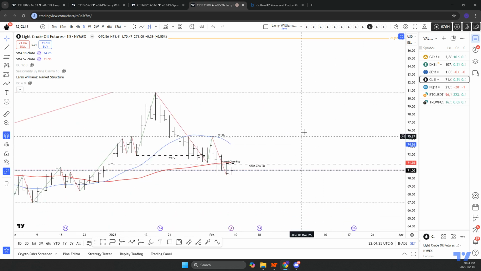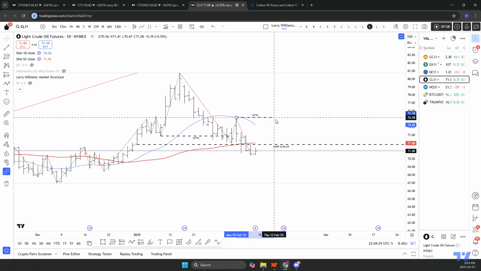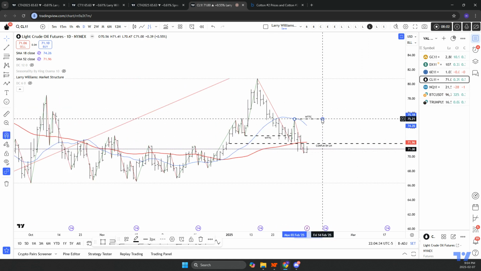On the daily, we can see that, get rid of that. Basically, what we're waiting for is, as of right now, this high up here would be the Williams true trend change to the upside.